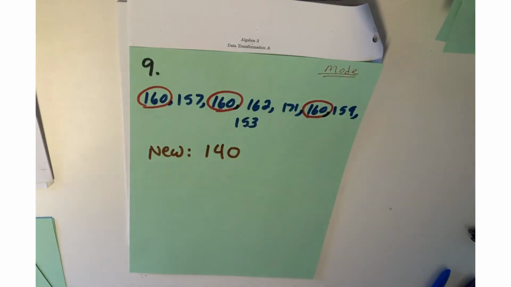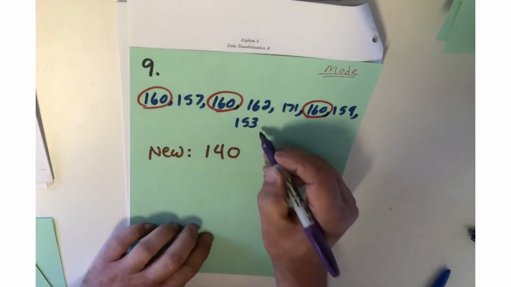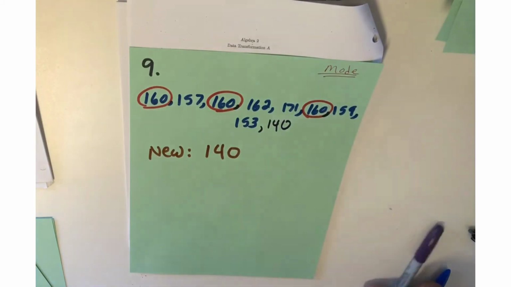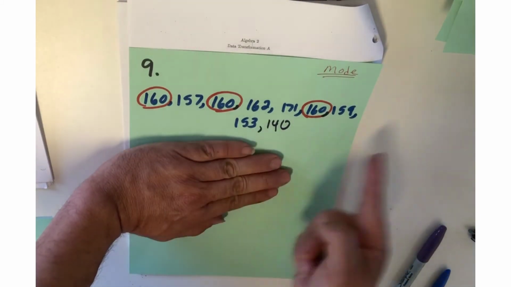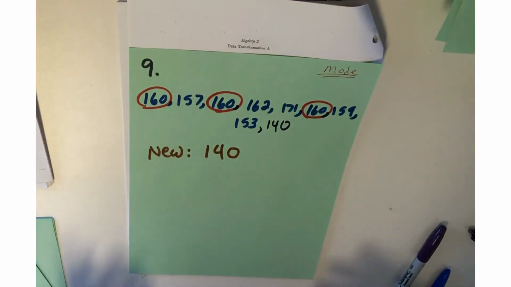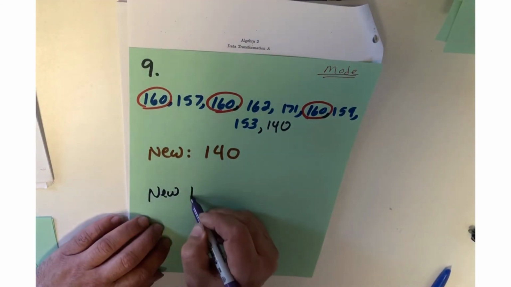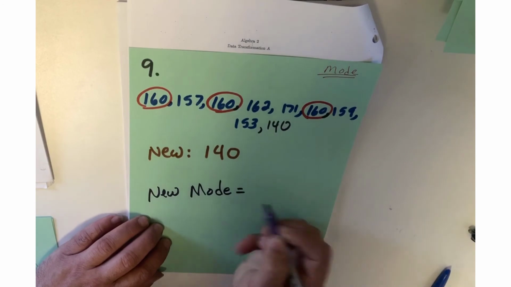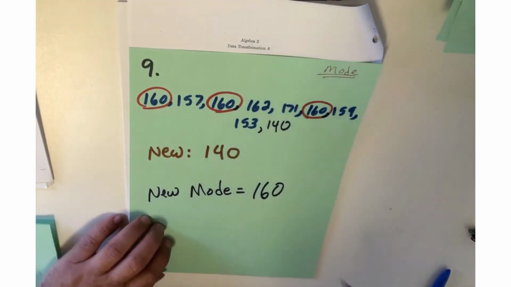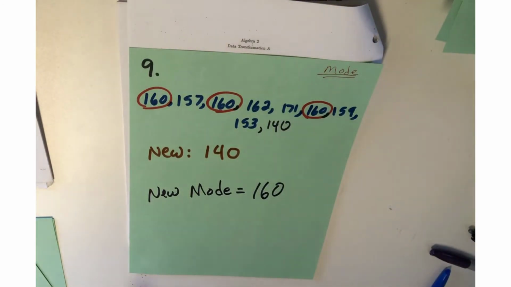Now, what do you think is going to happen to the mode? All I'm going to do is add 140 to my data set and look for the new mode. What happens to the mode? The new mode is, of course, unchanged. It will also be 160, and that's number 9.